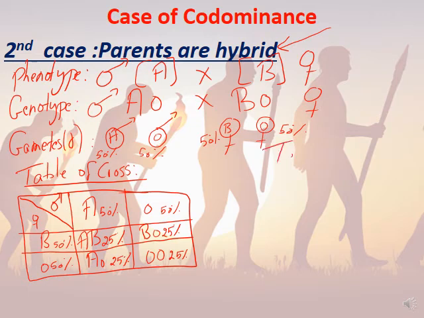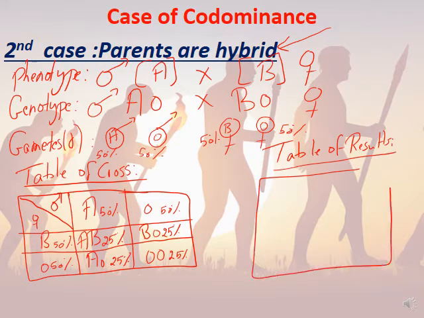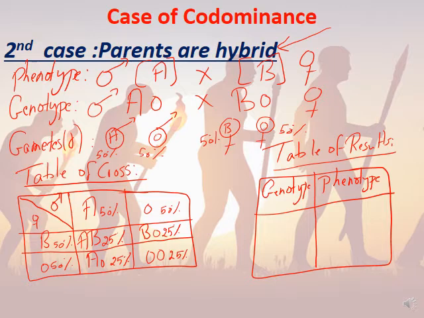Moving to the table of results. In this table of results, we'll have different results, as we will see. So the genotype will code for the phenotype. First of all, we have AB, 25%. This will code for what? 25% individuals having blood group AB.